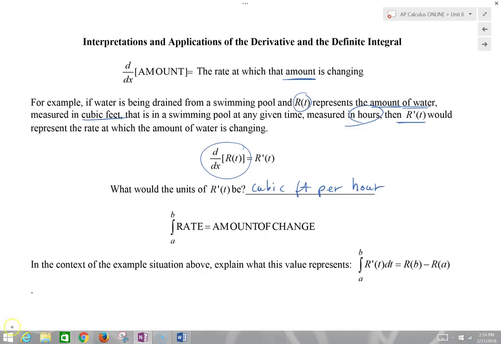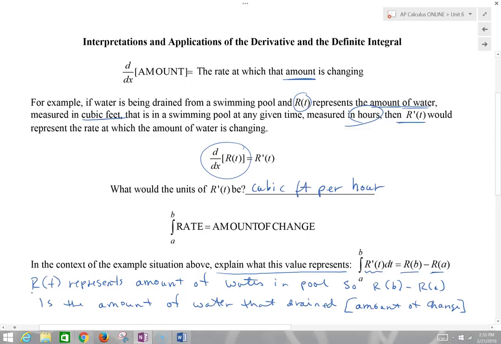And further, the integral of the rate is going to be the amount of the change from A to B. I'd like you to take a second and see if you can explain what this value represents, and then I'm going to give you the answer. So the integral from A to B of the rate is equal to r of b minus r of a. Take a minute, pause this video, write down a sentence of what you think that means, and then I'll give you the answer. So r of t represents the amount of water in the pool, so r of b minus r of a is the amount of water that drained in that period of time between b and a. So it's the amount of the change.